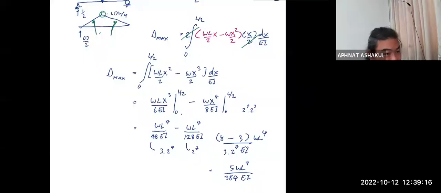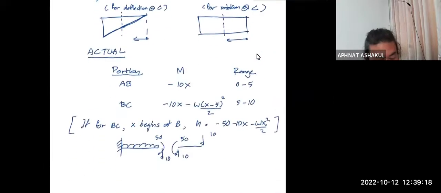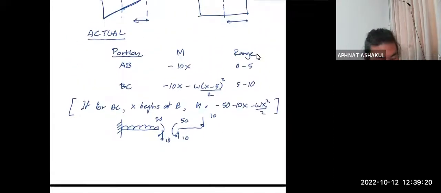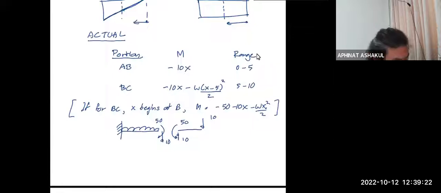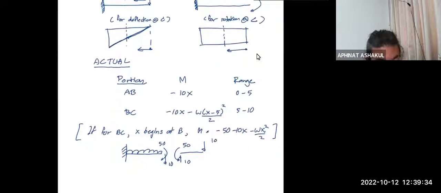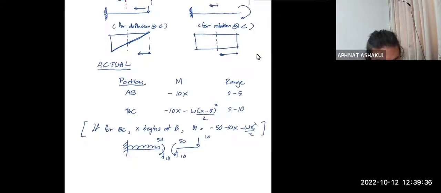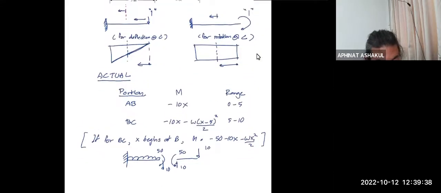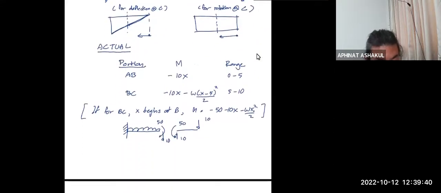Okay, the recording is now on, so we're back to this problem. Now we have the moment equation. Remember, this is just for the actual case. We need to do this for the virtual case as well, and I want to try to include this on the same page, so I'm going to move this somewhere.